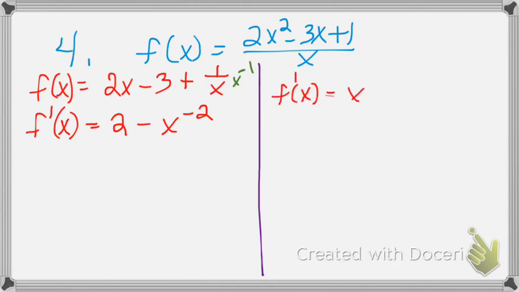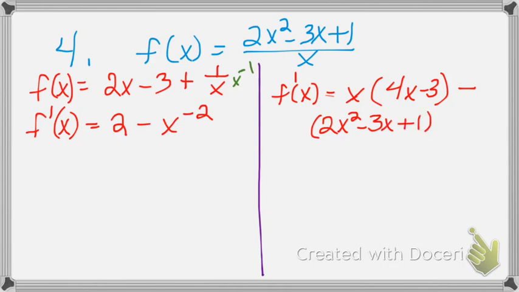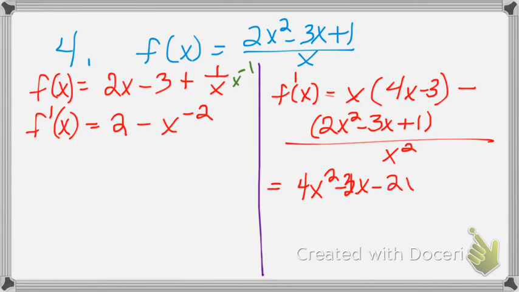You'll start with the bottom. The derivative of the top is 4x minus 3. And then you do minus the top times the derivative of the bottom, which is 1, over the bottom squared. Alright, you do need to simplify the top. You're going to multiply x by those two terms. That negative is going to go to all those terms there.